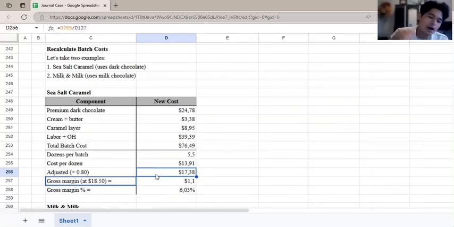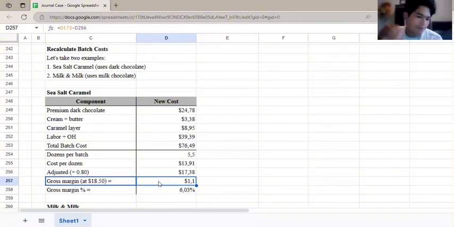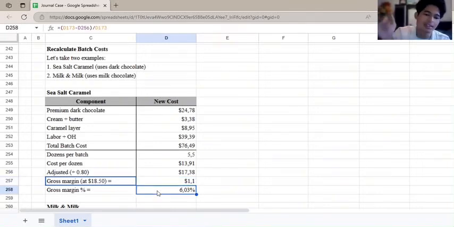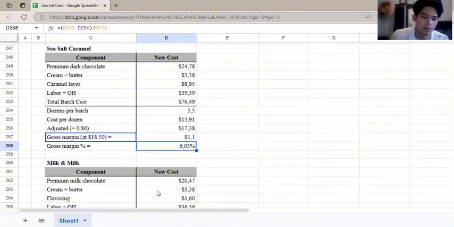We adjust it with the 0.80 and got the result of $17.38. The gross margin that we got for the sea salt caramel is around 18.50, but the net profit is around $1.1, so it's the 18.50 minus the 17.38, the gross margin minus the cost. So the gross margin percentage is around 6.03%. It's kind of low for that amount of margin.